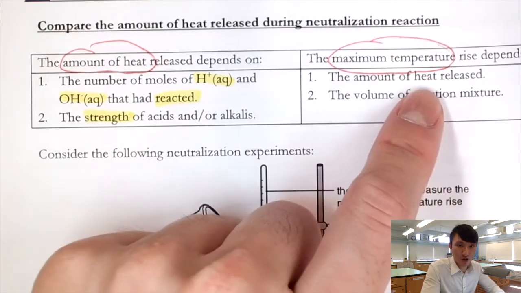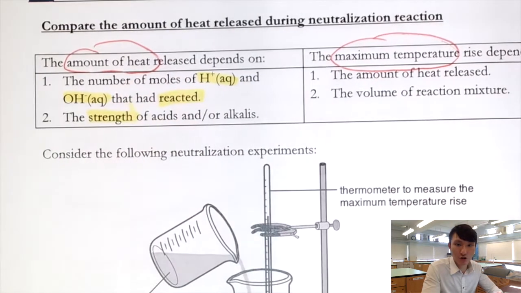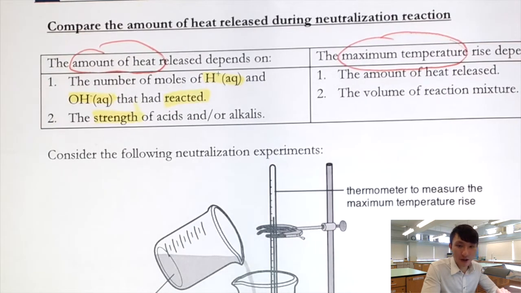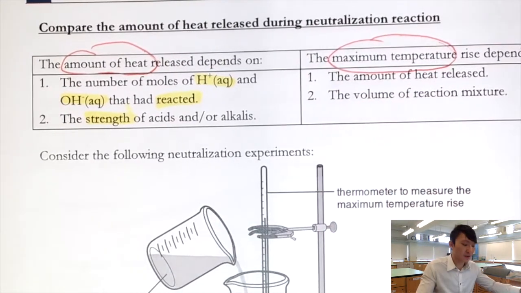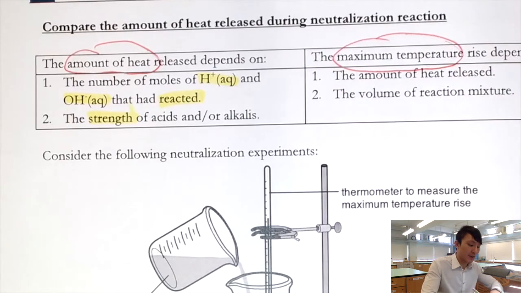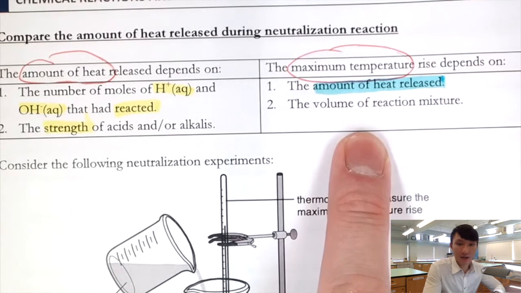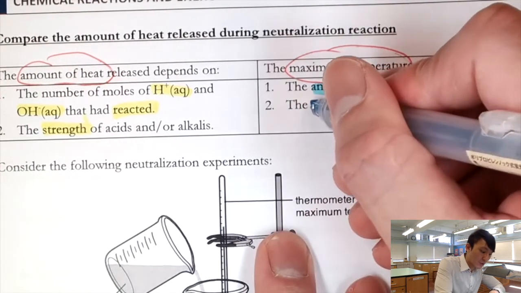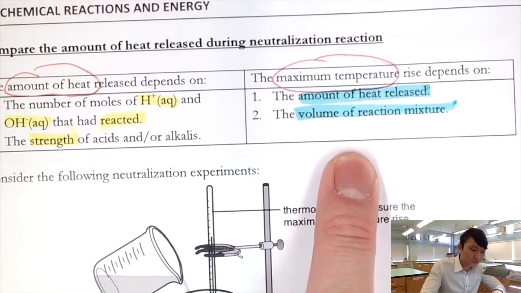But what about maximum temperature? Now you may argue, hey sir, if there is more heat released, then the maximum temperature should be higher, right? But actually there are also some factors affecting the total temperature rise. So the first factor, like you said, of course depends on the amount of heat released. If more heat is released, it is more likely that it can register a higher temperature. But very often we also have to look into the total volume of the reaction mixture.